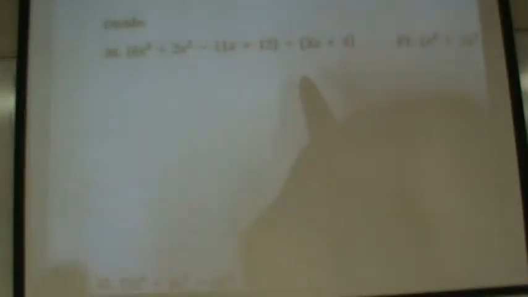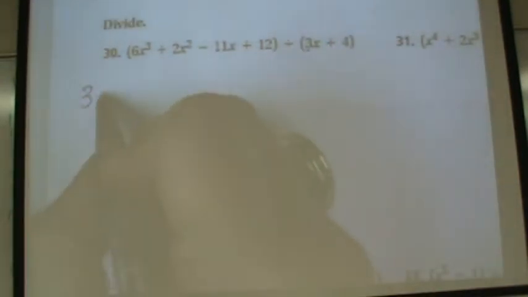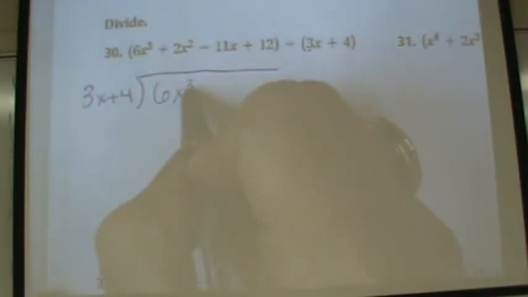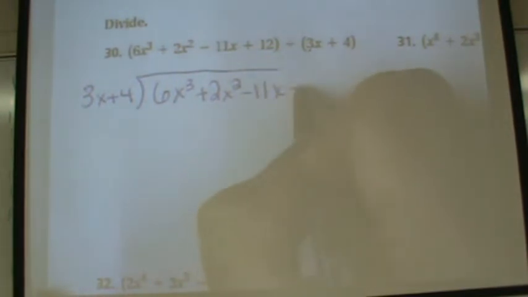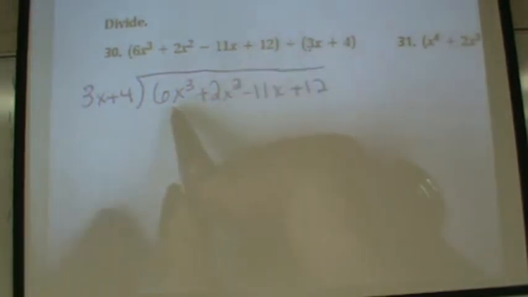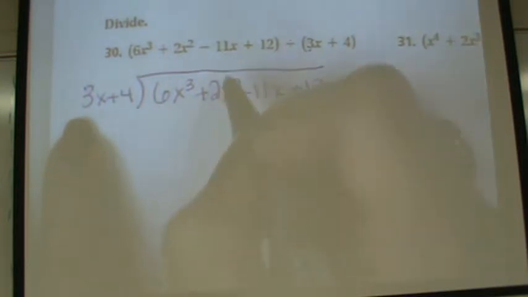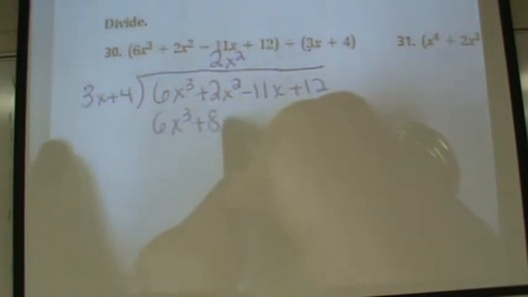Number 30, you have to use long division because that's a 3. So you're going to do 3x plus 4. You're going to divide this by 6x cubed plus 2x squared minus 11x plus 12. So you want to get rid of 6x cubed first. So you'd multiply this by 2x squared. Put 2x squared here, distribute: 6x cubed plus 8x squared.